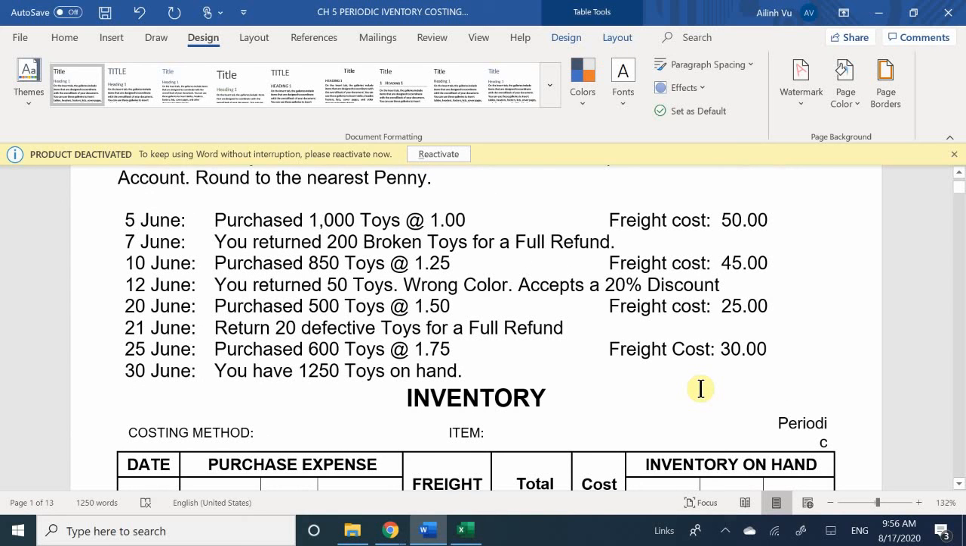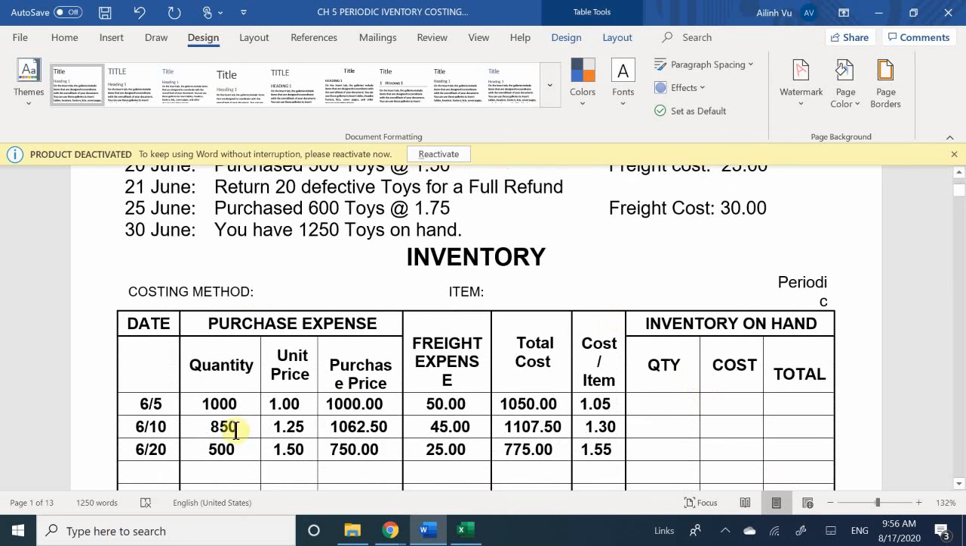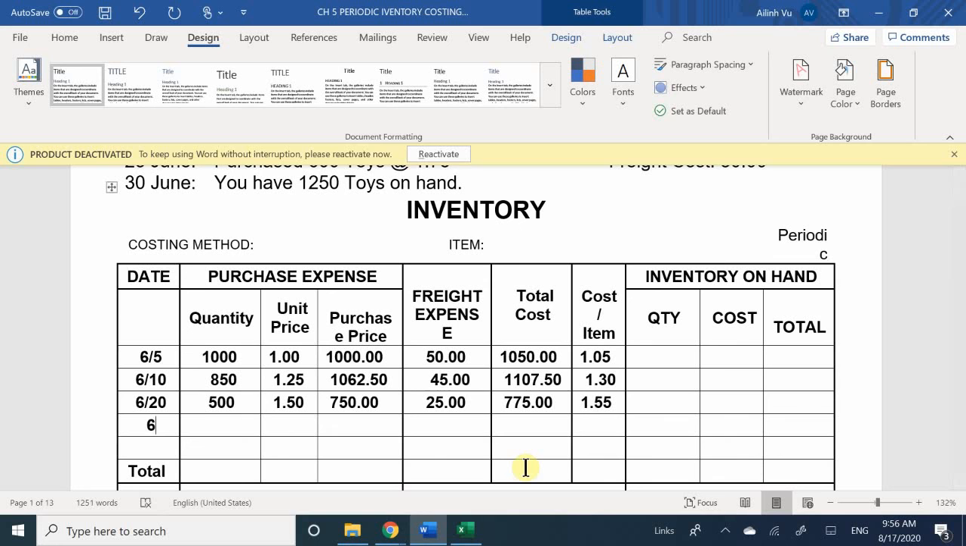Now what happened next? Let me see, we're almost done. On the 25th of June, what happened here? 600 toys were purchased at $1.75. Let's see. 600 toys at $1.75 is $1,050, plus freight, which was $30, makes that $1,080.